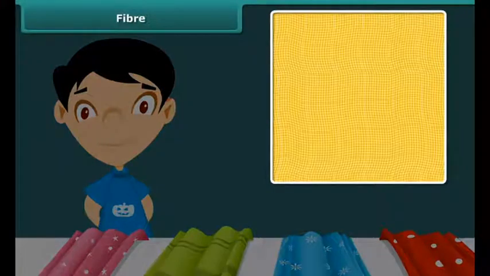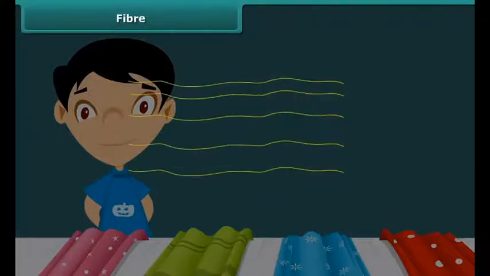Fiber. Have you ever had a closer look at a fabric? If yes, you must have seen many yarns in it.